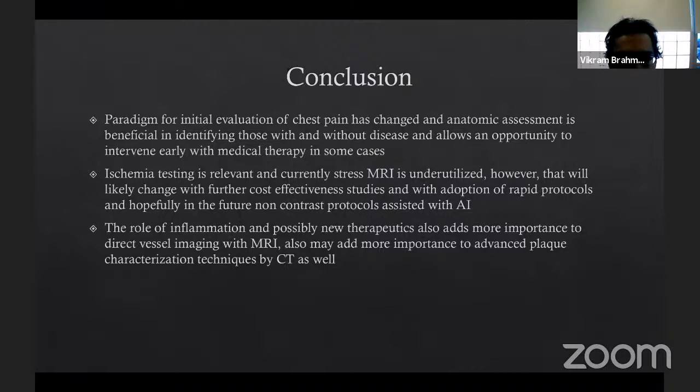We're able to do a lot with CT now with advanced plaque characterization, but beyond just identifying coronary disease and looking at plaque volume, I'm not sure that we can do a lot with that clinically until there's a reason to.